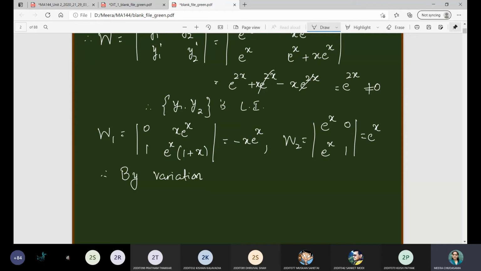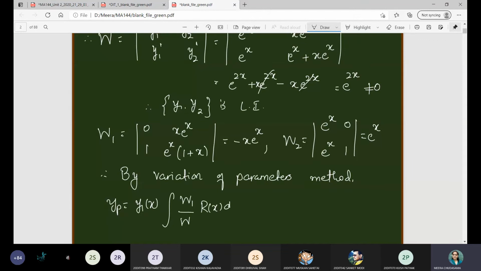So from this one now we can determine by the variation of parameters method the particular integral yp, which is given by y1 of x integration of W1 upon W into R of x dx, plus y2 of x integration of W2 upon W into R of x dx.